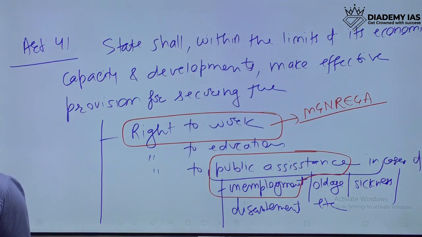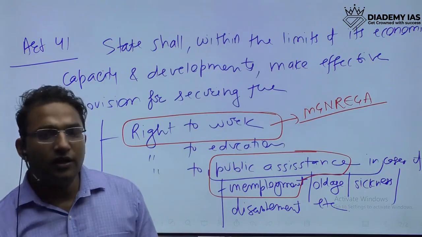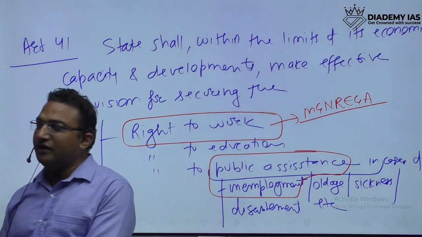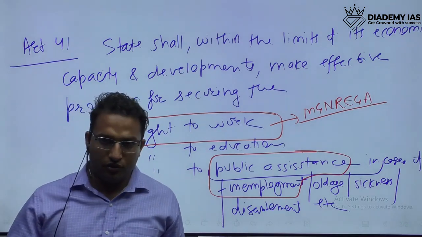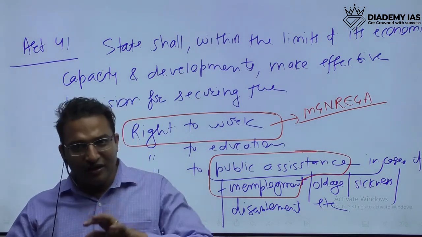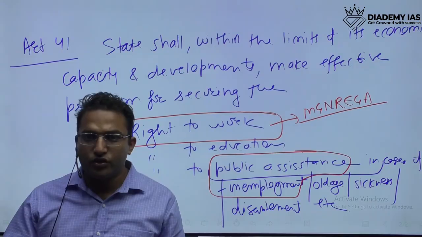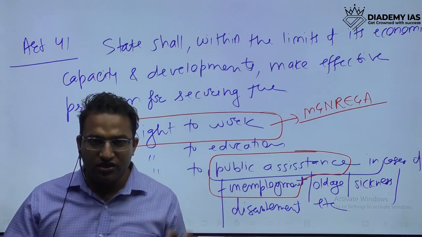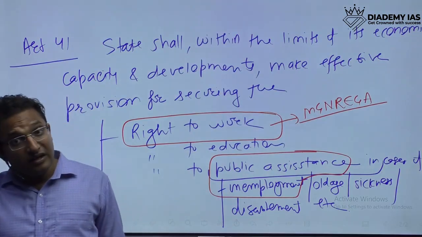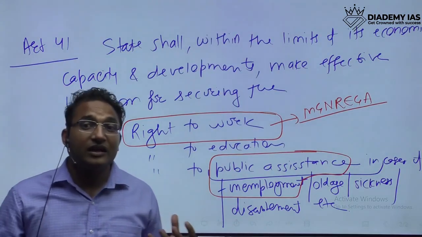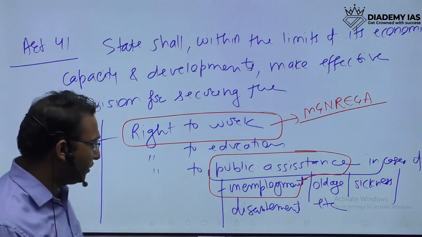After this comes Article 42. Article 42 talks about just and human conditions of work and maternity relief. That means the working conditions should be good. These are the two important aspects here.